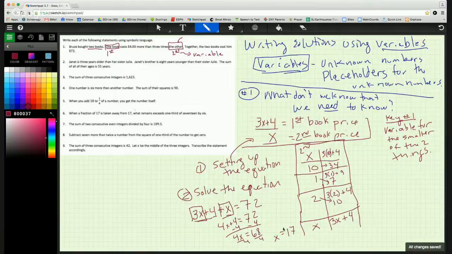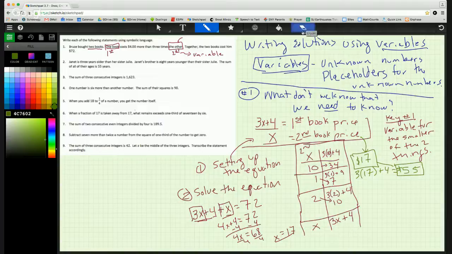17. So now I know what x is. X is 17. So now my second book price is 17. And if I know that my second book price is 17, I can find my first book price by saying 3 times x plus 4. 3 times 17 plus 4, and that equals $55. So I have $17 and $55. I box my answers, and I have the answer to question number 1.